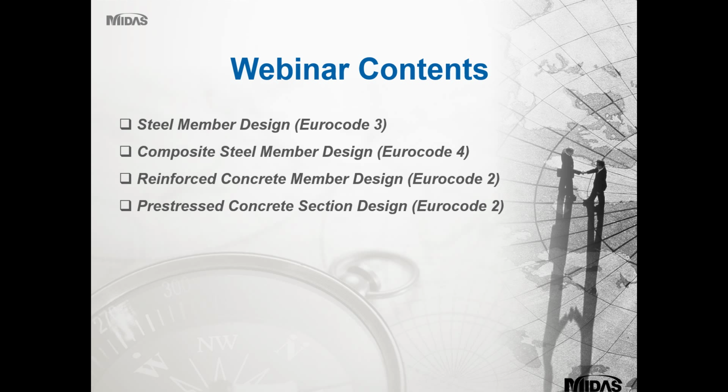So here's the contents today. We're going to be going through steel member designs. We're going to be focused on a steel bridge. Then we're going to be focused on a composite steel member design to Eurocode 4, where we focus on the Philippine deck. And then we look at the reinforced concrete member design in the forms of piles and abutments and things like that to Eurocode 2. And then we'll also look at the pre-stressed concrete section design to Eurocode 2 for a box girder bridge.